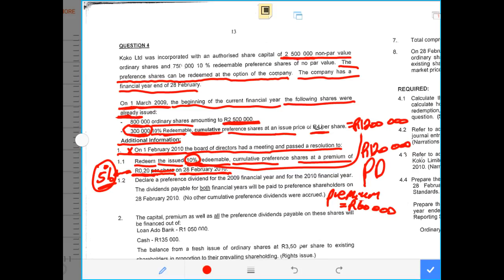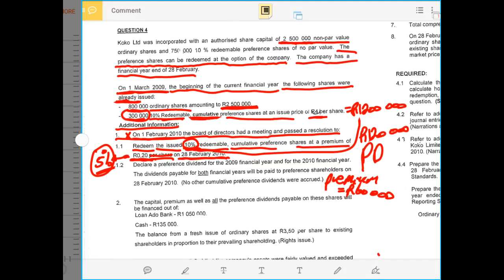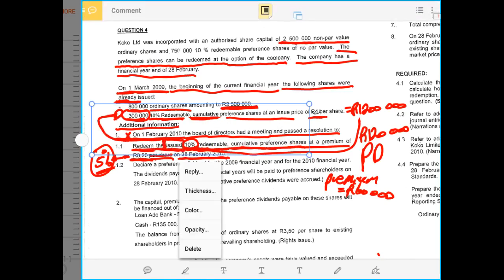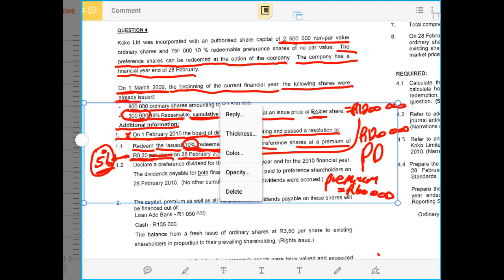So now I just want to bring you into a scenario where, let us say, only 70% of the preference shares are being redeemed. In this case, they said redeem the issued 10% redeemable preference shares. How many preference shares were issued? We know that the preference shares that were issued were 300,000. So now they say redeem the issued, that means all that was issued must be redeemed. That means they are redeeming all the preference shares.